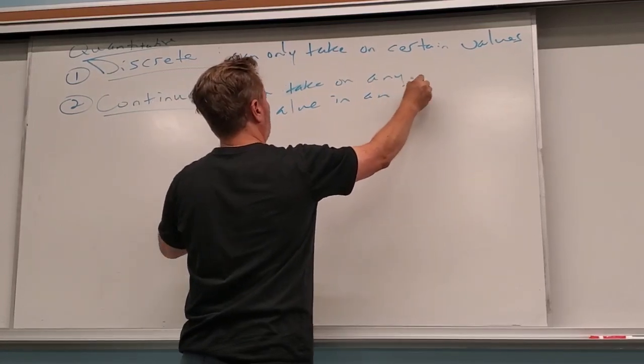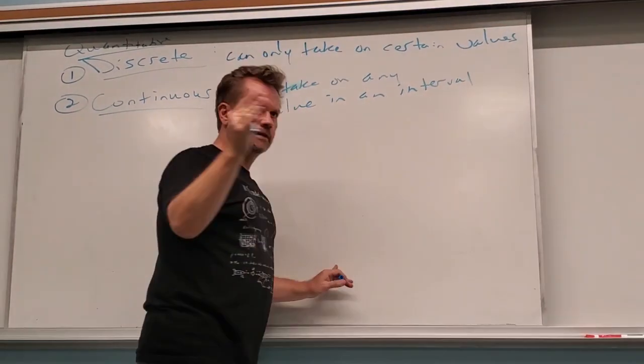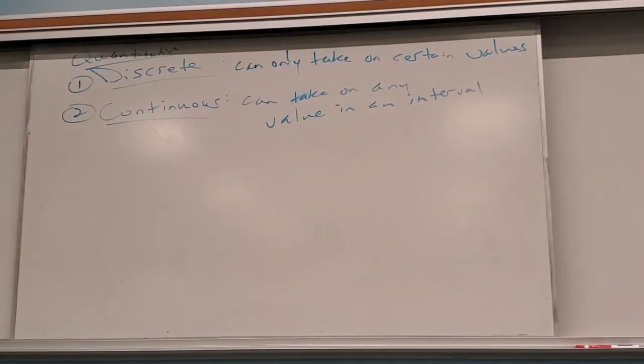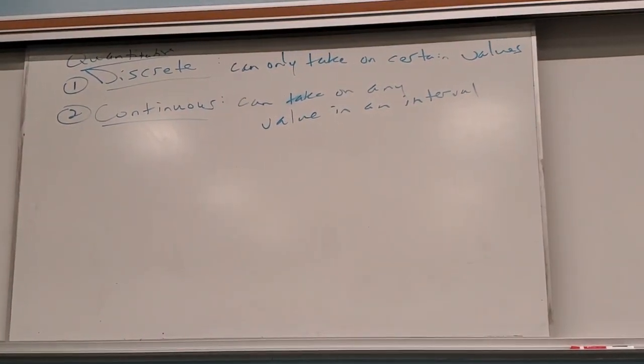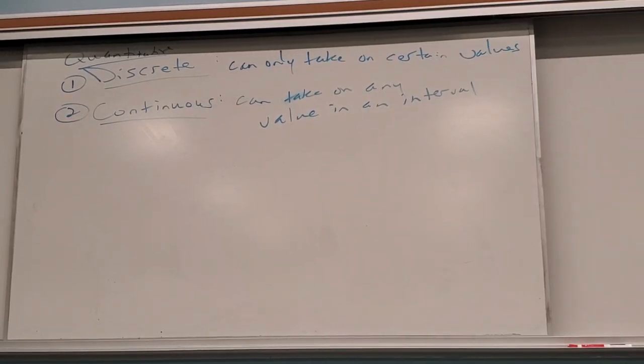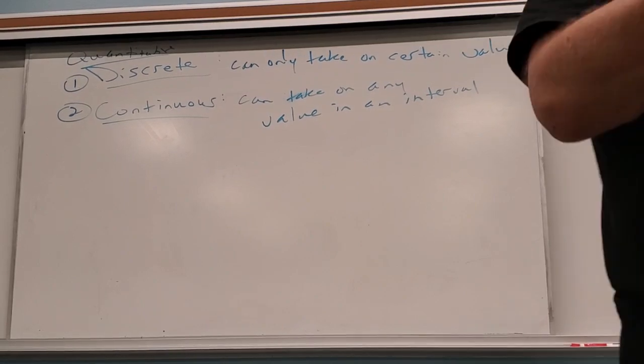So for example, if I said the weight of a fish, it could be anywhere from 0 pounds up to whatever the heaviest fish was, right? You can take on any value in there. If I said number of fish, 0, 1, 2. Yeah, that's discrete versus continuous. Okay.